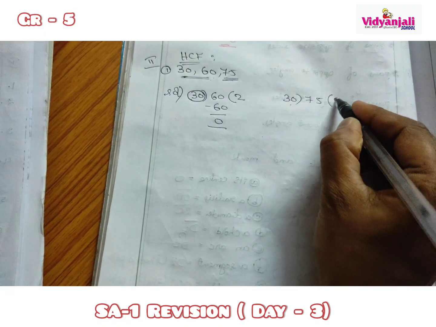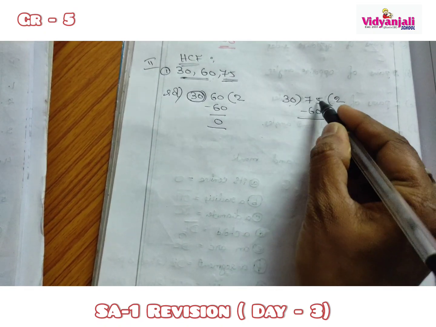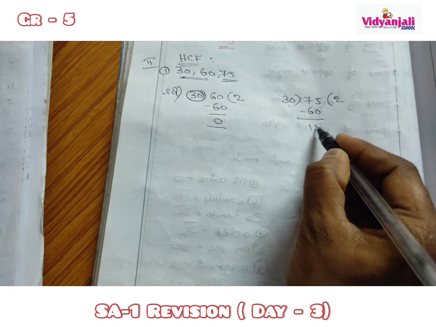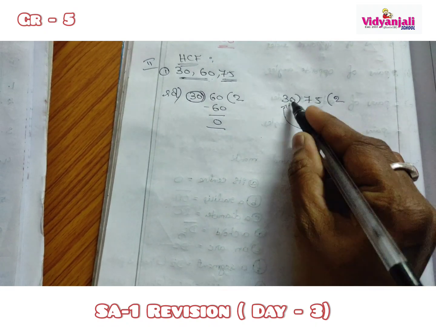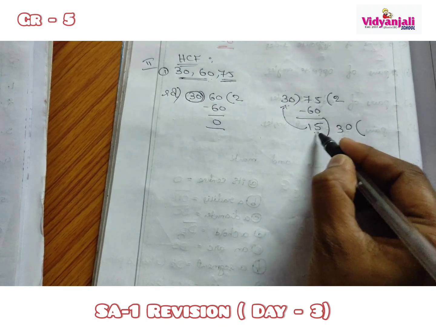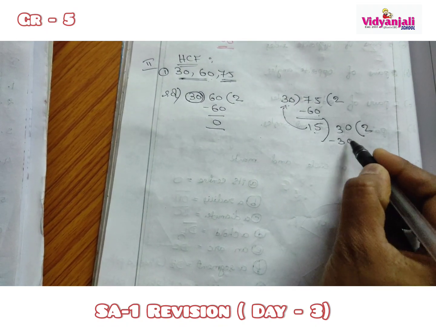30 table, 30 2s are 60. And 75 minus 60 is 15. And then what to do? The before divisor must be taken. So 30 we must take here. 15 table, 15 2s are 30.